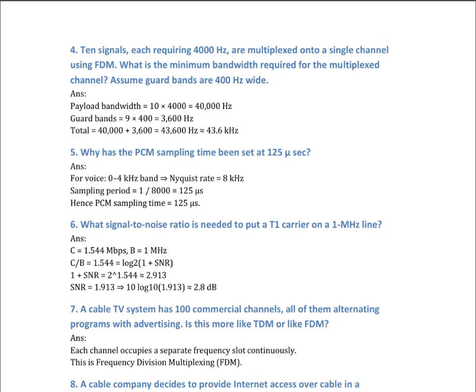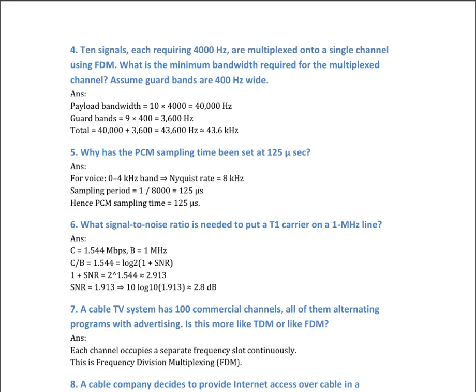So the sampling period is 1 by 8,000, because of the constant thing. Then it comes to 125 microseconds. So finally the answer is 125 between the two samples. Next we go to the sixth question.